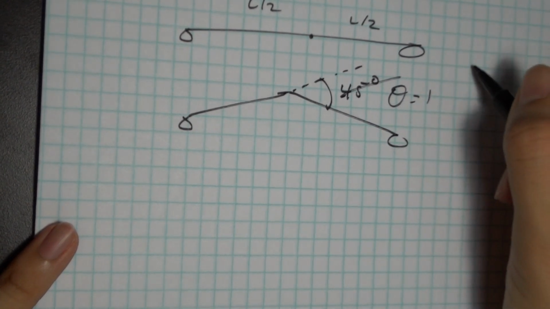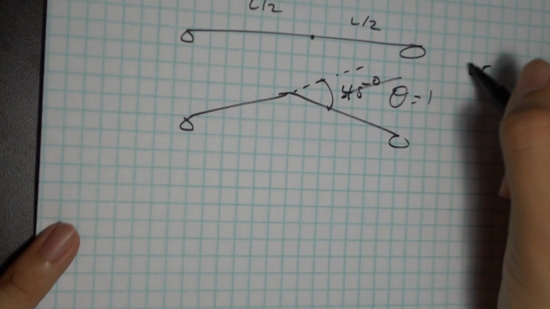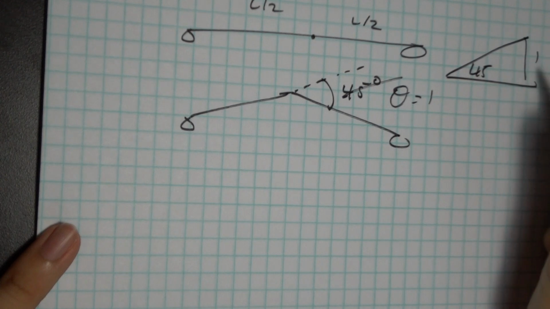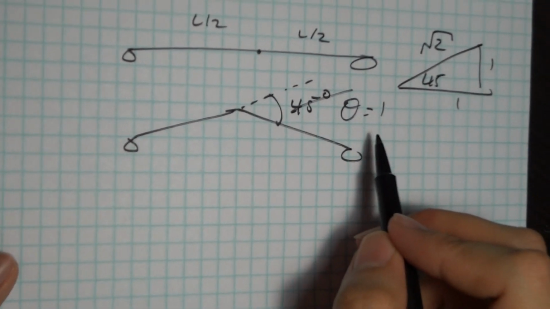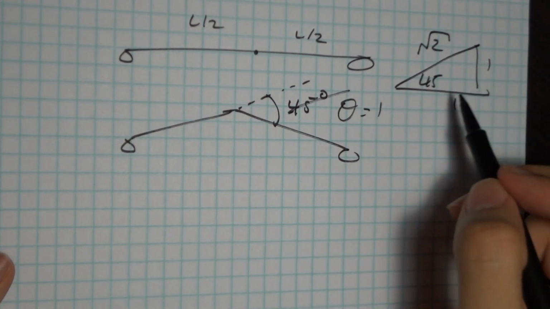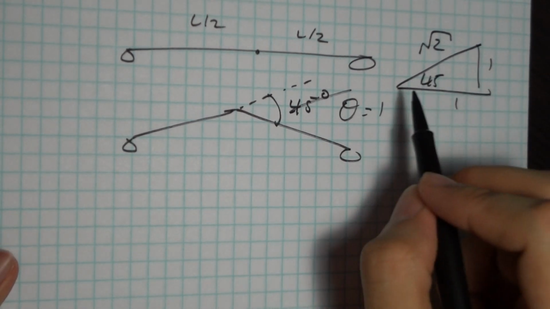What happens for 45 degrees? What is a 45-degree triangle? It is where this is 1, 1, root 2. This is what he means by theta equals 1. He means your rise is the same as your run.